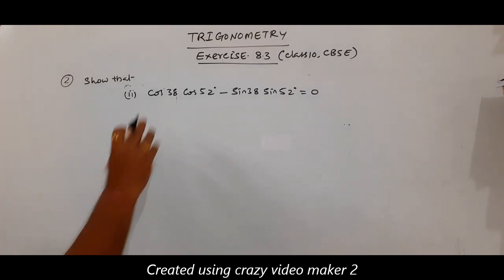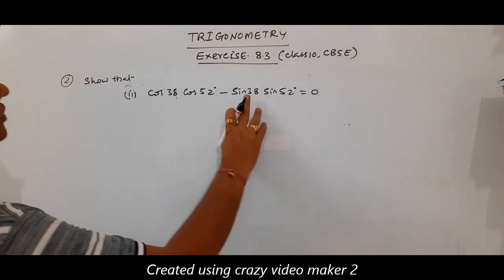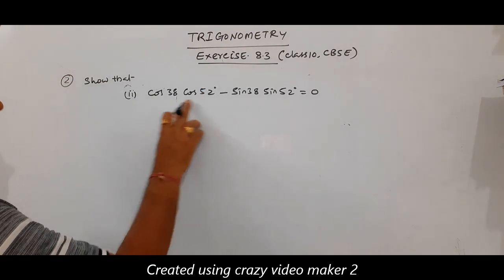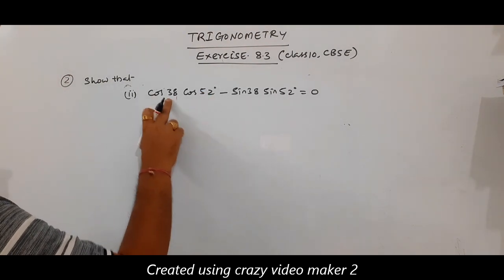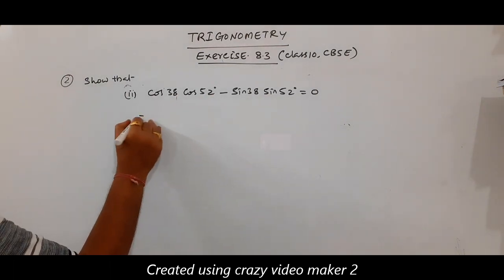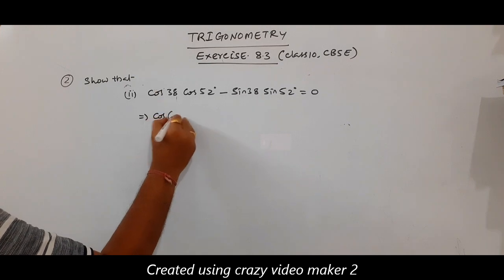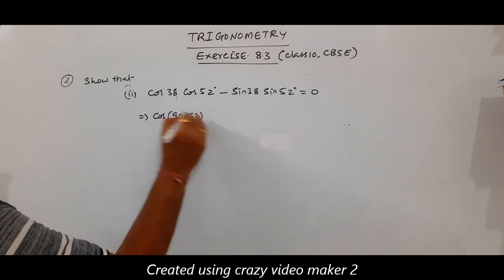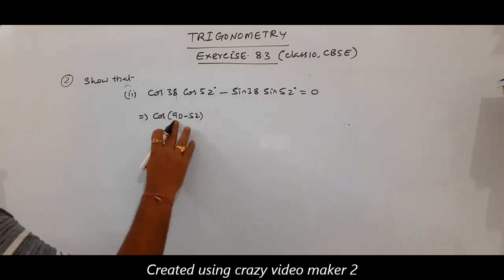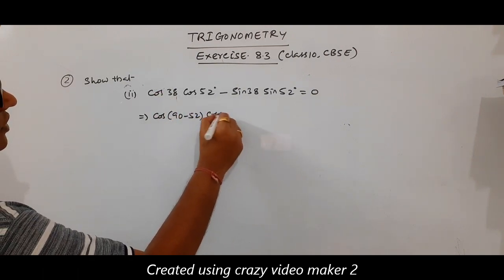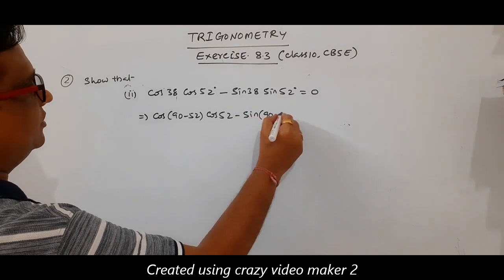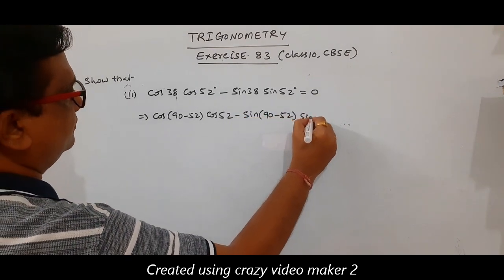In this question, cos 38, cos 52, sin 38, sin 52. So if this one is A, then this is 90 minus A, because these two are complementary. 38 and 52, if I add, 90 will come. So cos 38 you can rewrite as cos of 90 minus 52, and sin 38 you can write as sin of 90 minus 52.